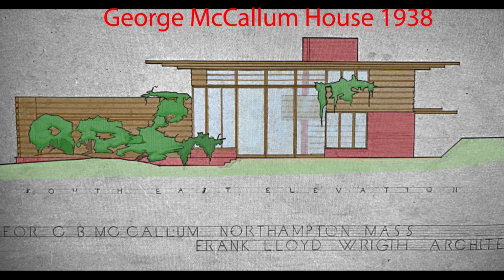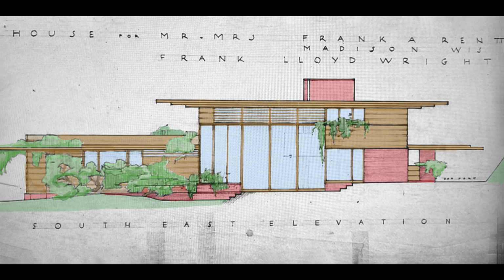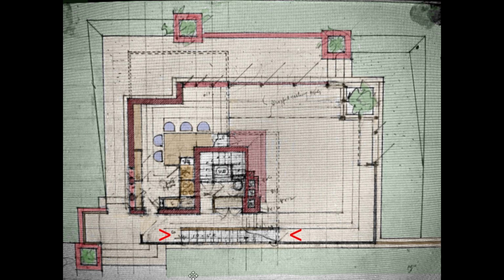So this is the George McCallum house, and you can see that it's very similar. It looks like the same drawing as what we saw for the Rentz house. The difference is there's no bedroom wing on the left. Now, I feel sorry for the poor apprentice who misspelled Mr. Wright's name. This design has the stairs along the front wood wall. It's enclosed. There's no carport.